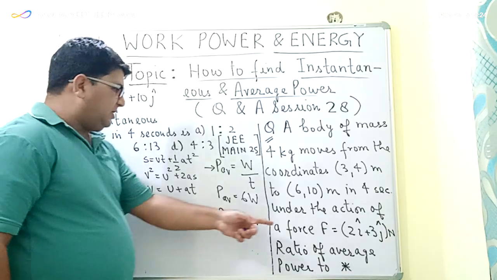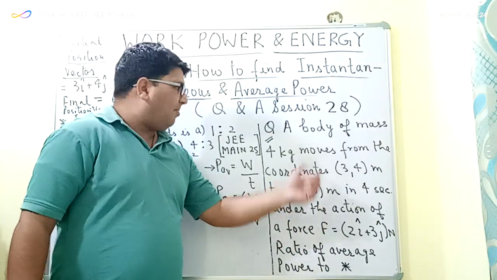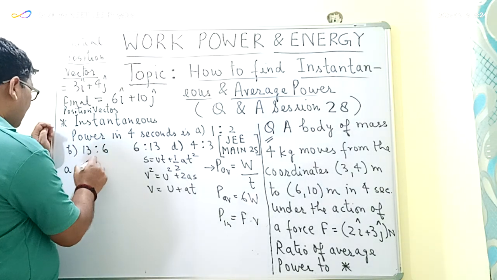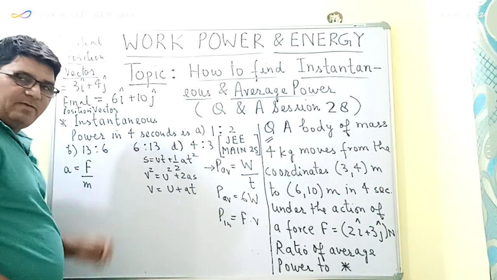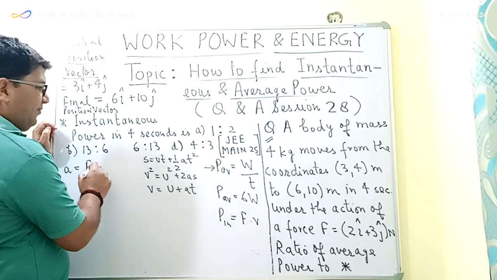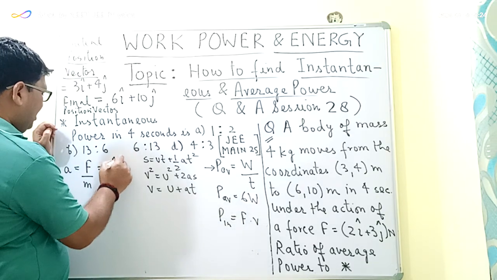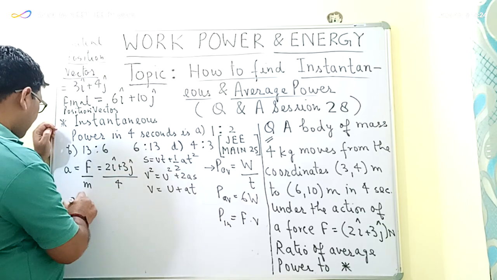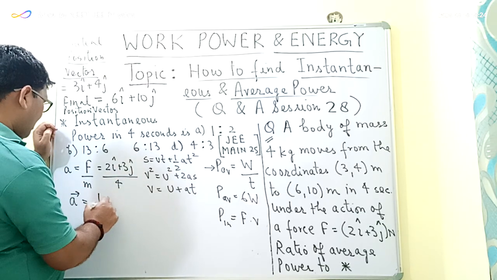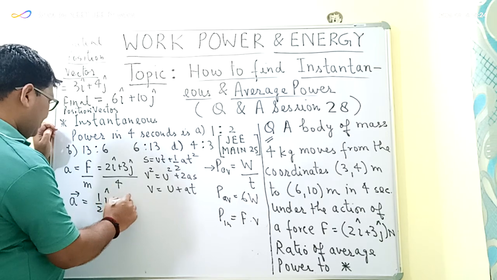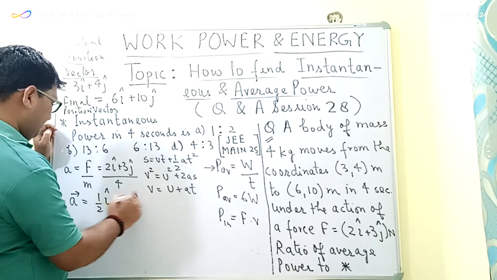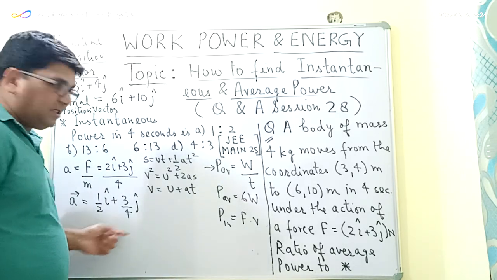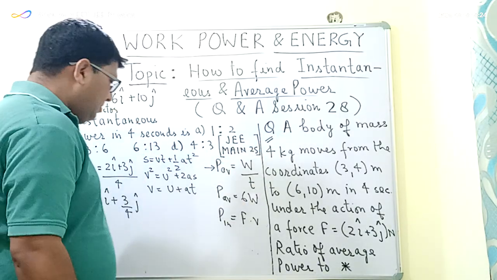So here the force applied is equal to this value, mass is given to us, so the acceleration of the body will be equal to F by m, because F is equal to m into a. So this is equal to 2i cap plus 3j cap divided by mass, which is 4 kg. So acceleration in the vector form is equal to 1 by 2 i cap plus 3 by 4 j cap. This is the acceleration of this body in the vector form.